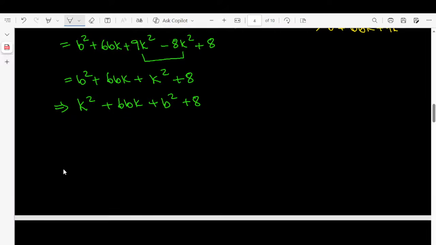The second question says that if b, if the value of b is equal to... but let me pause here and see if I have any questions on the other side.